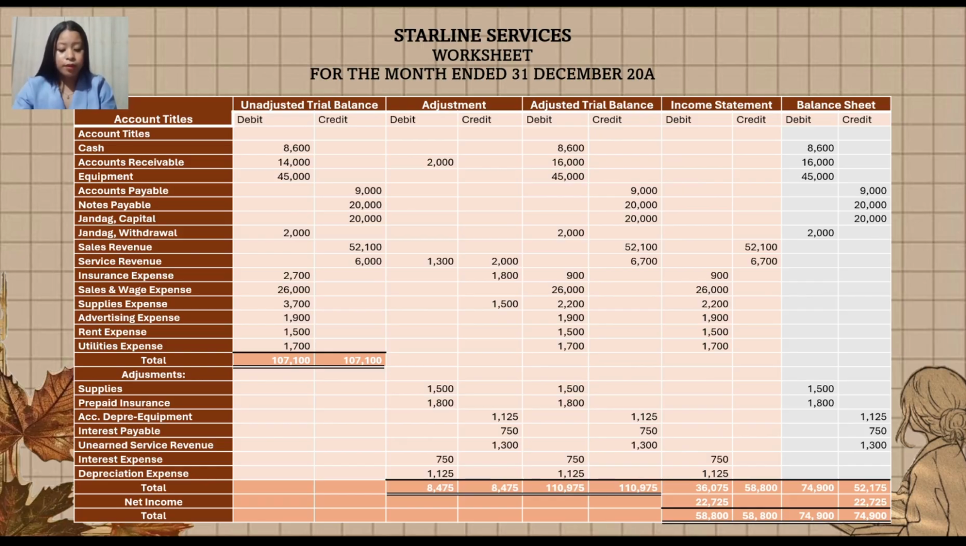So after computing the balance sheet, the debit and the credit totals are both 74,900, which means the worksheet is correctly balanced. So overall, this worksheet helps us organize accounting data and prepare accurate financial statements. Since all columns are balanced, the worksheet is correct and complete.